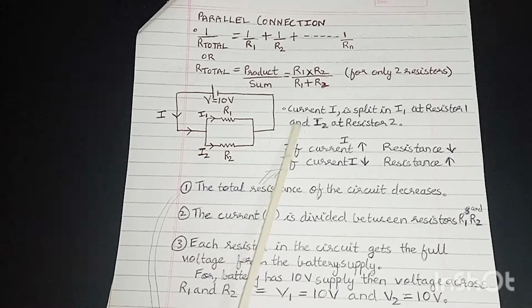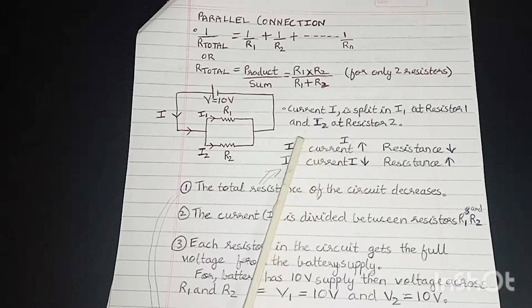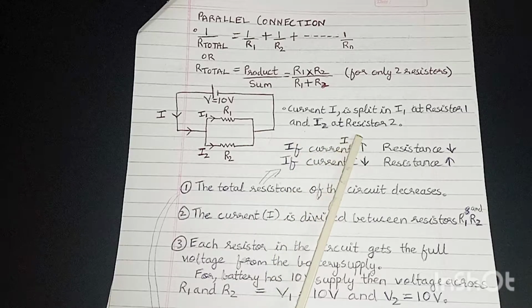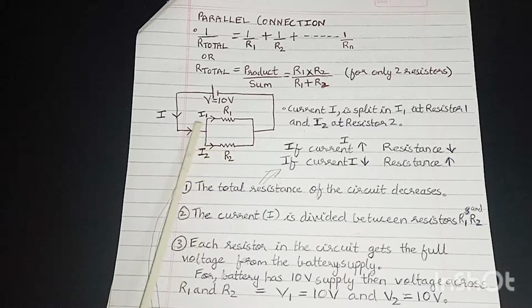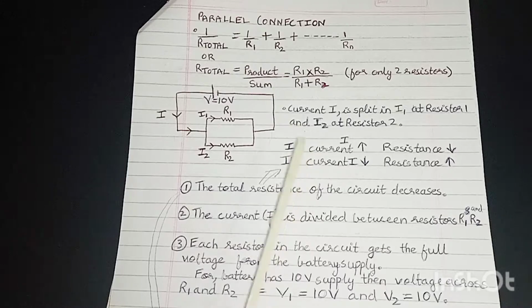So current I is split into I1 at resistor 1 and I2 at resistor 2. This is how it splits, as we have discussed in the previous lecture. So this current I is split into two, I1 and I2. Okay, so you have to keep this in your mind.